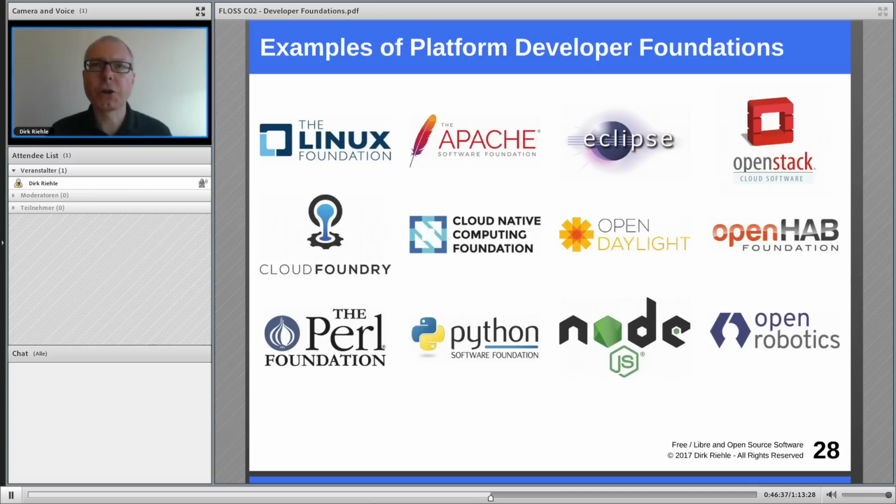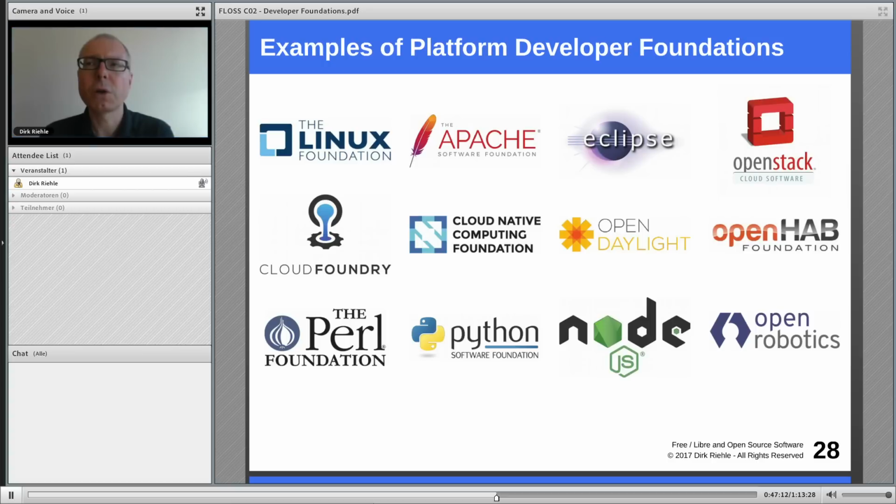Okay, so let's move on to the second form of developer foundation, what I tentatively call the platform developer foundations. And you can see some examples here. There are probably fewer platform developer foundations than there are application developer foundations. The examples you see here are the Linux Foundation, the Apache Foundation, the Eclipse Foundation. These are all the original, the older open source foundations.